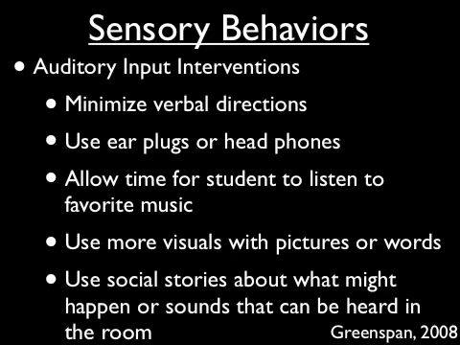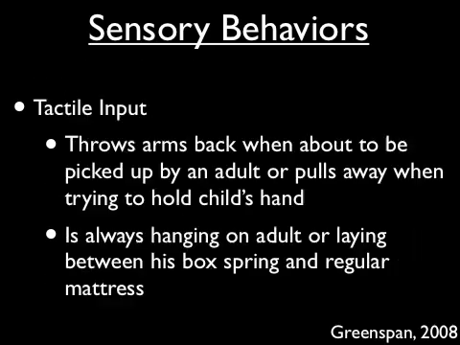Okay, so let's go into tactile. Throwing arms back while being picked up by adults, pulls away when trying to hold the child's hand. Now, let's say that you see a parent with a child. The child is not on the spectrum, and the parent goes to grab the child's hand at Walmart, and the child pulls the hand away and starts walking the opposite way. Does that categorize him as being on the spectrum or having a sensory issue? No, not necessarily, right? I mean, a lot of kids do that.